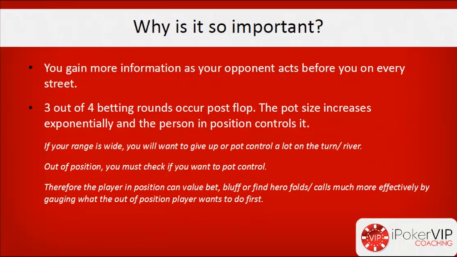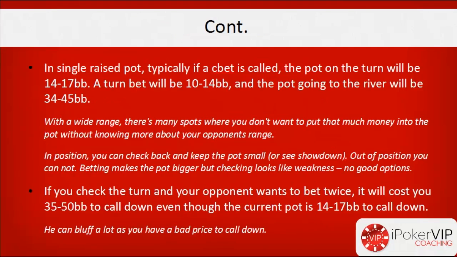Moving on to the next slide, we can see from the basic numbers how pot sizes change from the flop to the river. If you raise pre-flop and get a caller, and it's heads up to the flop, you make a c-bet and that gets called. Typically on the turn, the pot's going to be 14 to 17 big blinds in size. The turn bet's going to be 10 to 14 big blinds, and going into the river, if called, the pot's going to be 34 to 45. So any bet on the river is going to be pretty big as well.